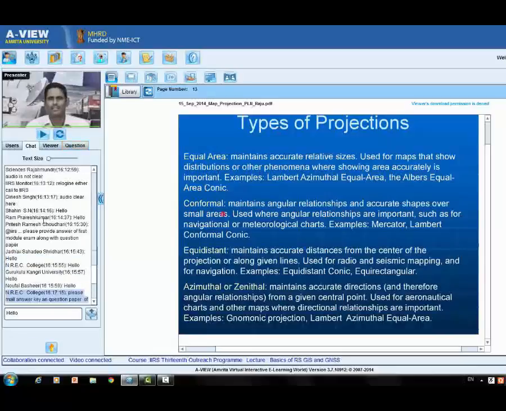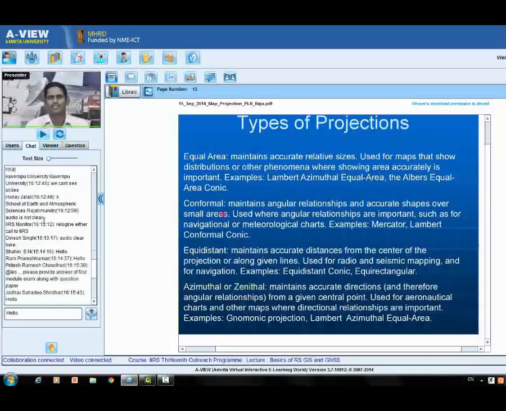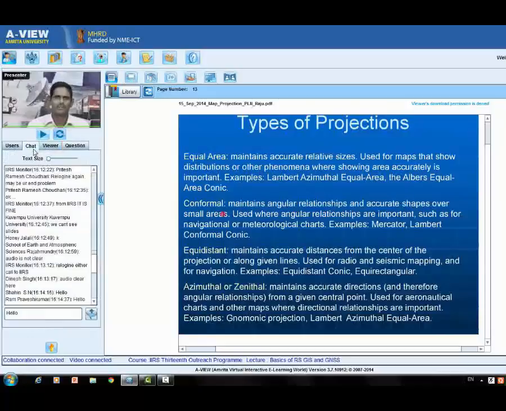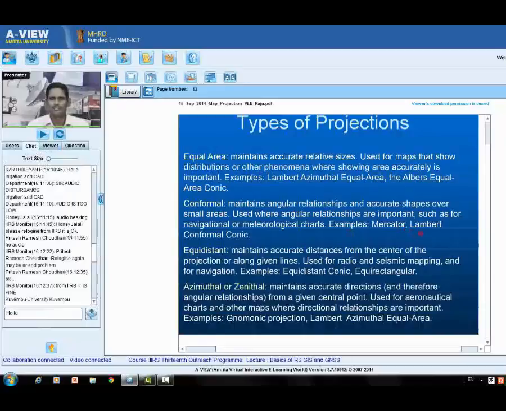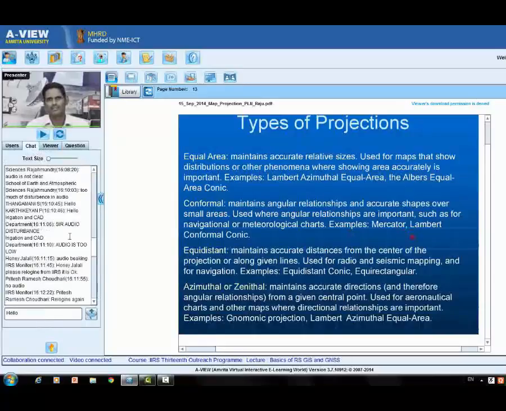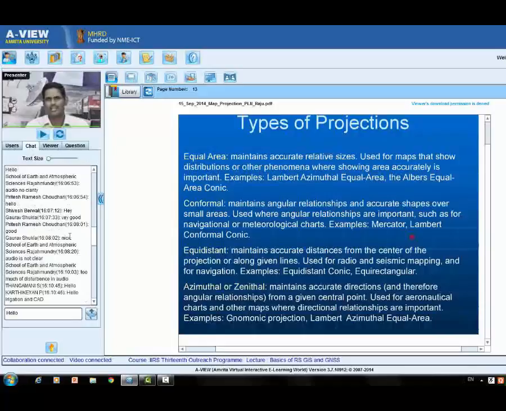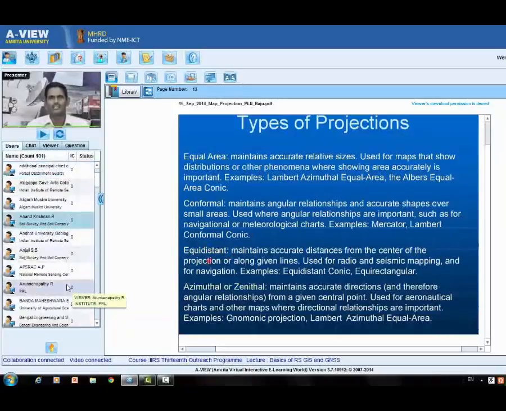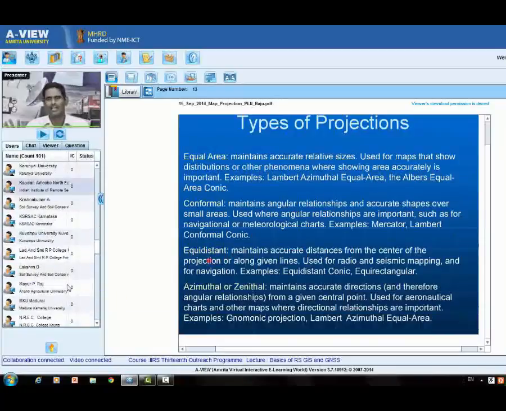Conformal is preserving the accurate shape of any area. Suppose you wanted to preserve the shape of India or the shape of a particular island, then we use conformal projections. An example is Mercator. Mercator is the person who invented a projection, so that's why the projection is called Mercator. Similarly, Lambert is also a person. So these are the different names of the projections: Lambert conformal conic. And there are three types of projection: cylindrical, conic, and third, planar projection. These are as far as shape and eccentric properties are concerned.